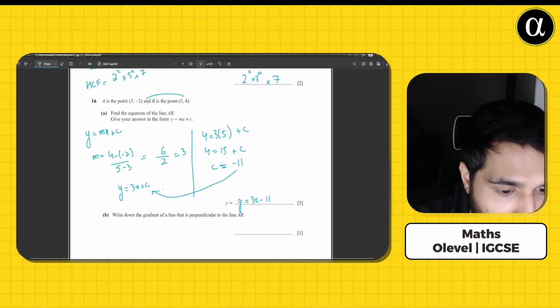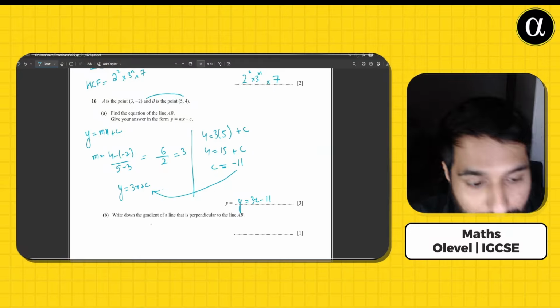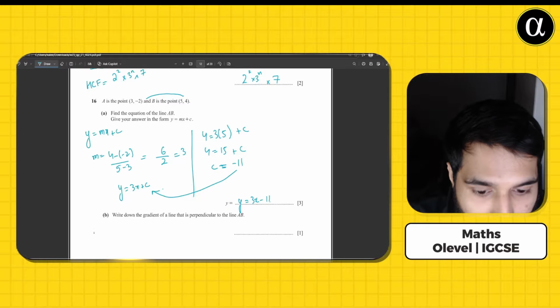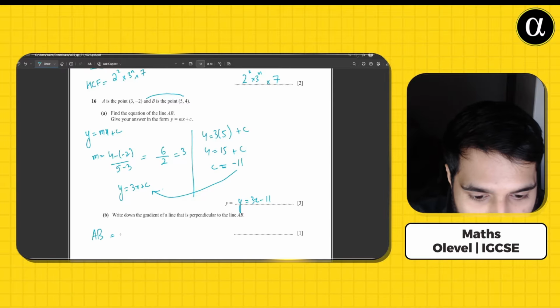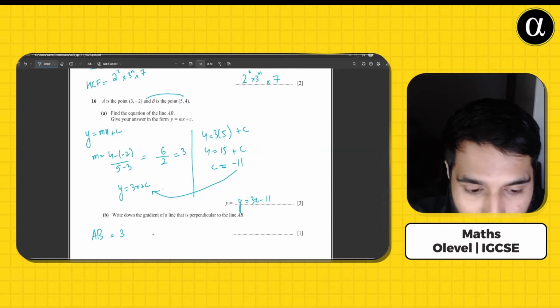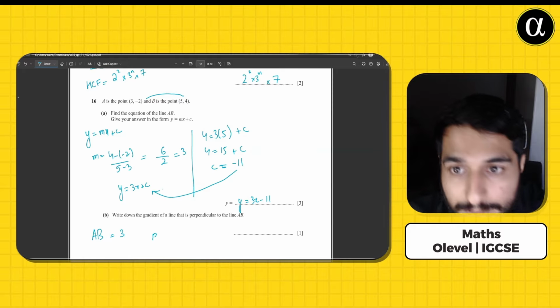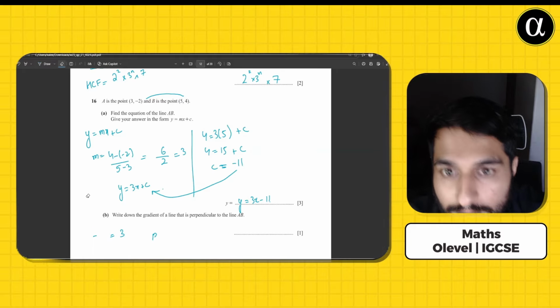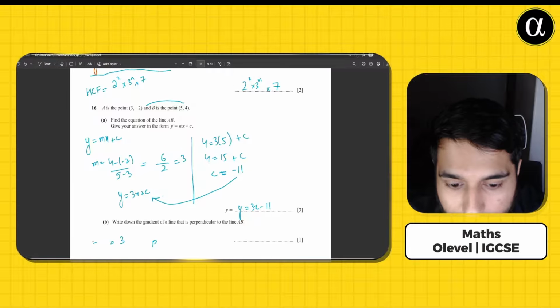Now we need to write the gradient of the line that is perpendicular to the line AB. Now the gradient of AB was what? The gradient of AB was 3. So the gradient of the perpendicular would be what?